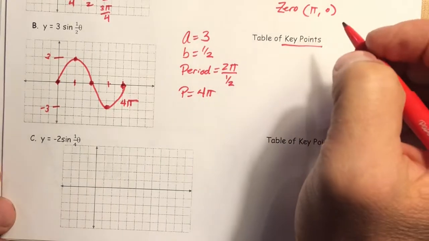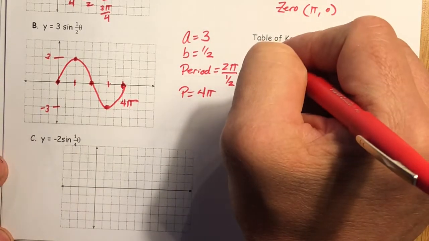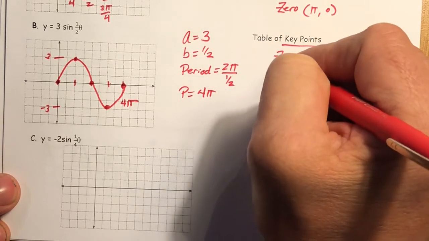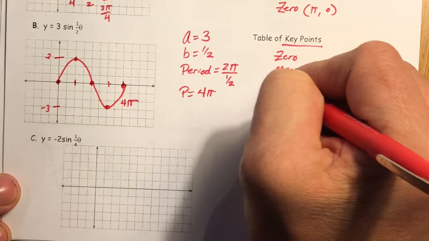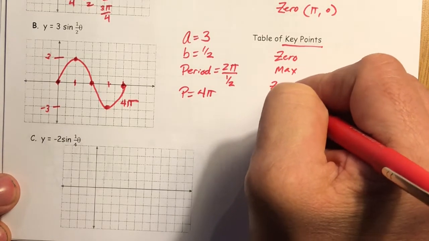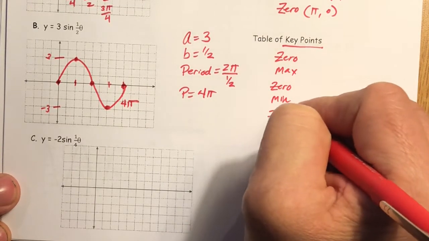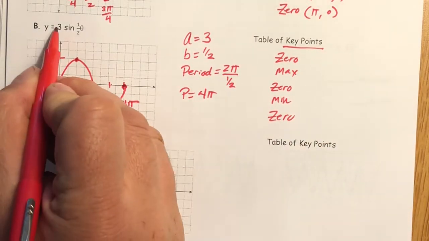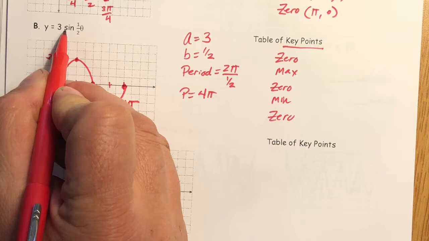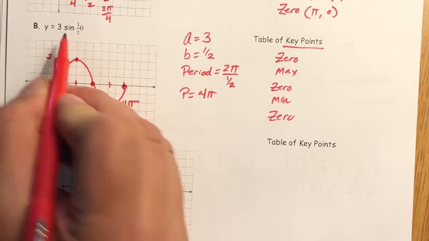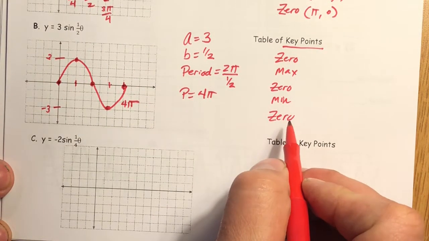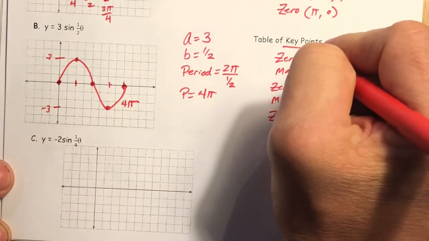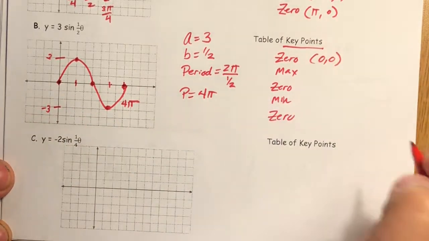Now, for my key points, remember, it goes 0, max, 0, min, and 0. Now, these will change, you guys. These will change if for some reason that's a negative, or you'll see today, if it's a cosine, those will change, all right? Okay, so my 0 is here at 0, 0.